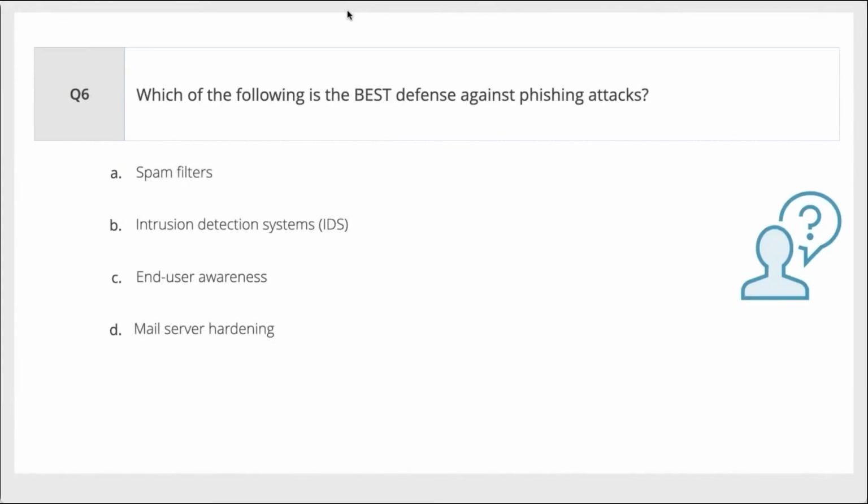I hope all of you understand what a phishing attack is. At this level, you should know this. This is again one of the simpler, easier questions, I would say.